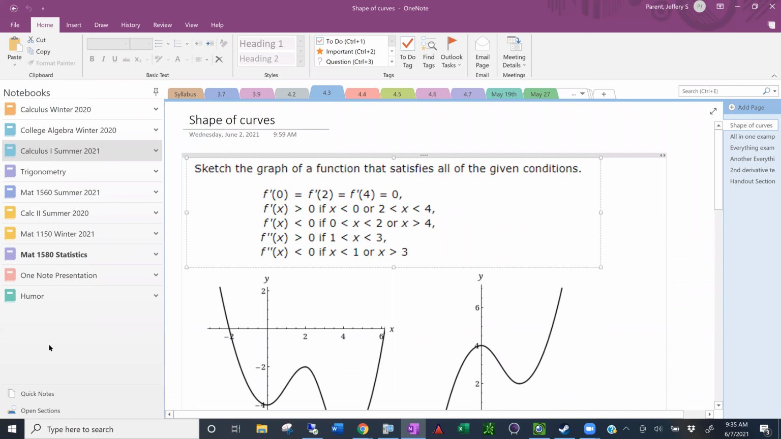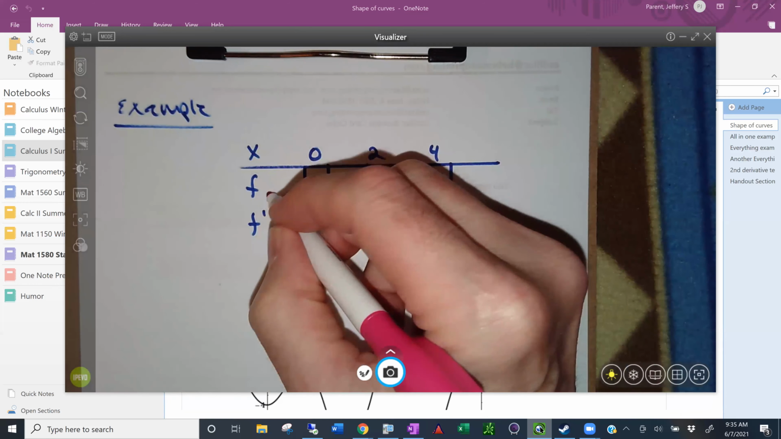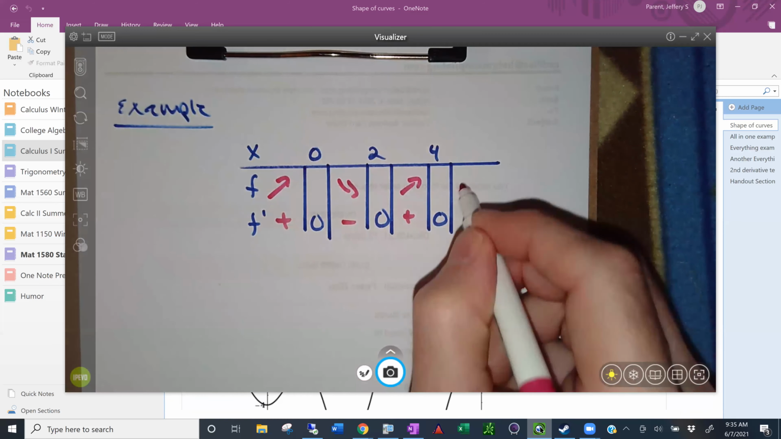When we look back here, it now tells us that the first derivative is less than 0 if x is between 0 and 2 and greater than 4. So a typical alternating pattern for the signs of the derivative: plus, minus, plus, minus. So that's telling me that the function's increasing, decreasing, increasing, and decreasing.